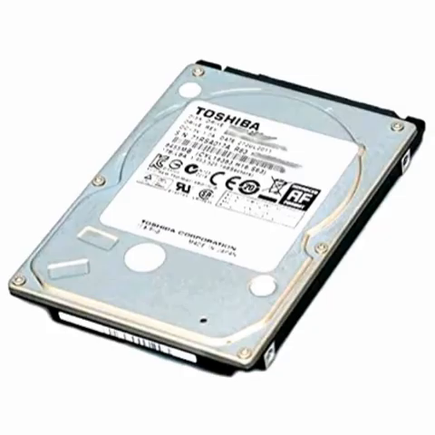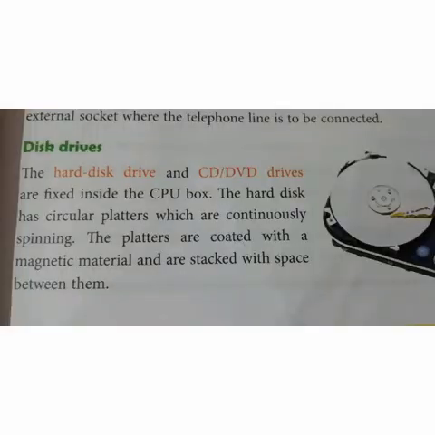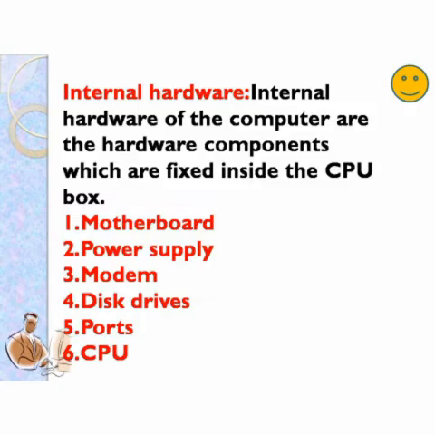After that, we'll discuss hard disk drive. This is the picture of a hard disk drive. So the hard disk drive and CD drives are fixed inside the CPU box. The hard disk has circular plates which are continuously spinning. The platters are coated with a magnetic material and are stacked with space between them. So this is internal hardware fixed inside the CPU box. CD drive, hard disk drive. So today we covered all the internal hardware, that is motherboard, power supply, modem, ports, CPU and disk drive.